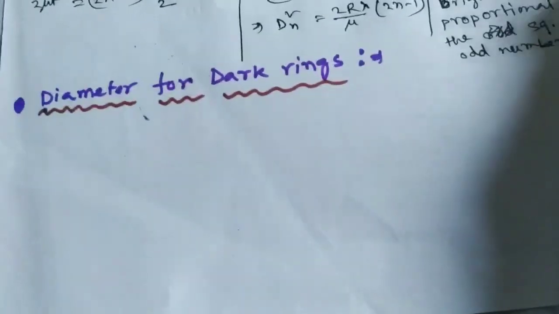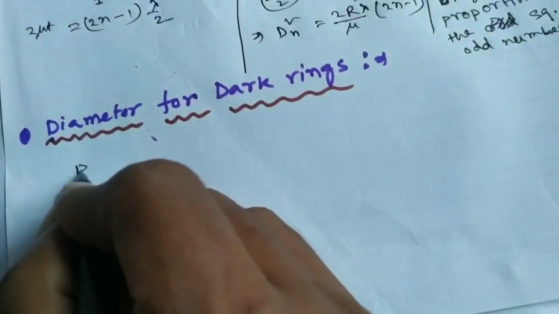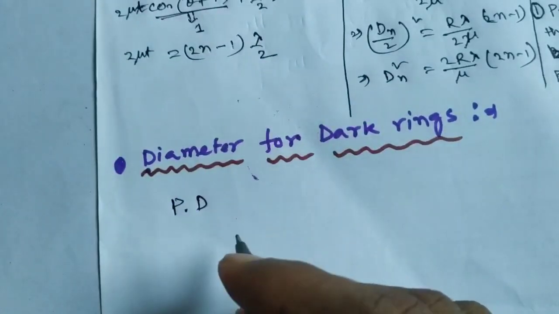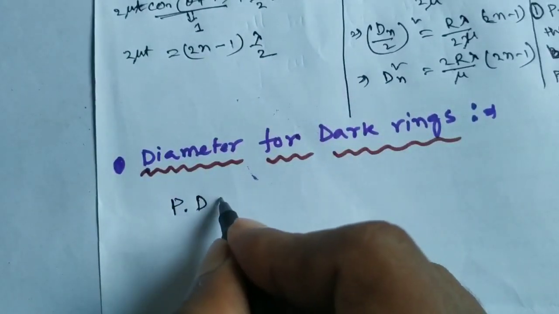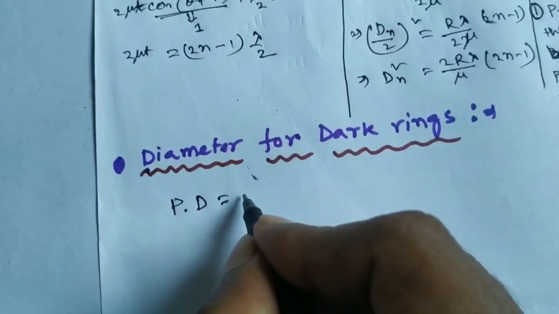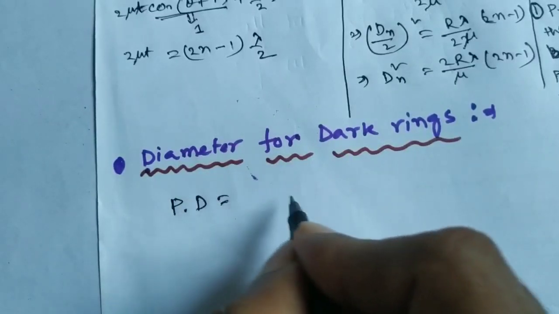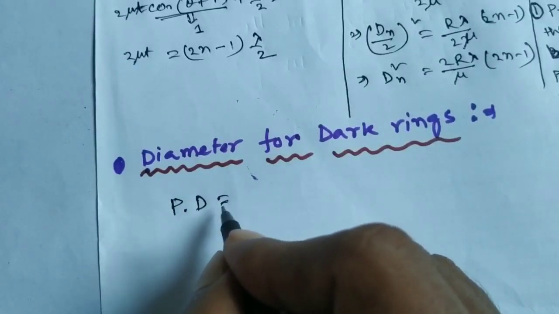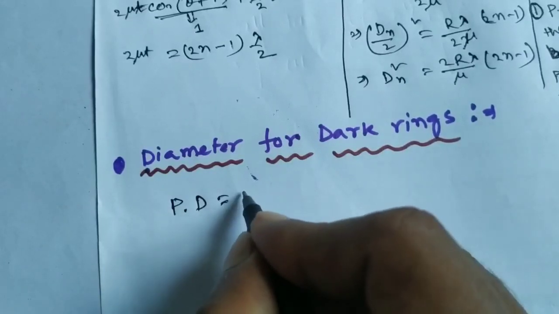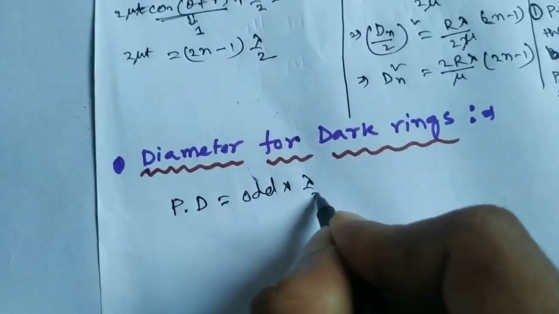Now, the diameter for dark rings and the same path difference we get from the previous class. If you can't understand, then you can see the previous video, in which I discussed how we get the path difference. Path difference equals an odd multiple of lambda by 2.